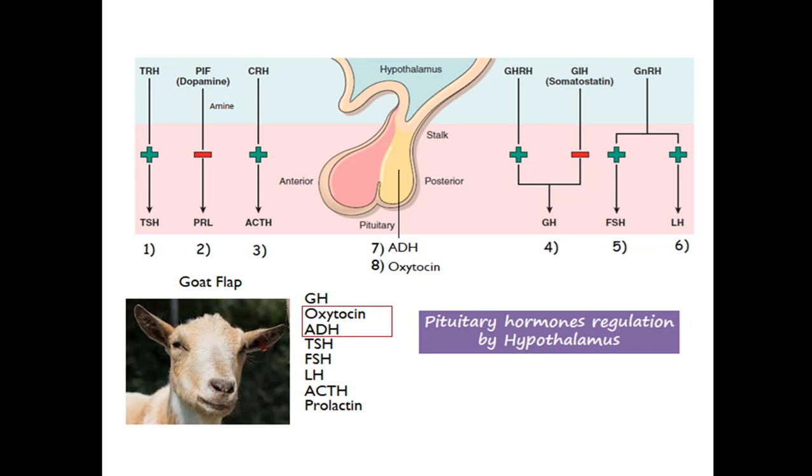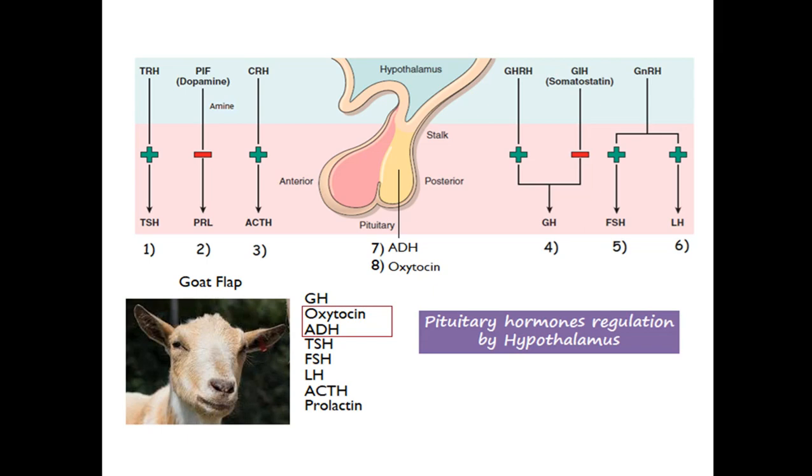A simple mnemonic to remember the pituitary hormones is the GOAT FLAP: Growth hormone, oxytocin and ADH produced by the posterior pituitary, thyroid stimulating hormone, follicle stimulating hormone, luteinizing hormone, adrenocorticotropic hormone and prolactin.